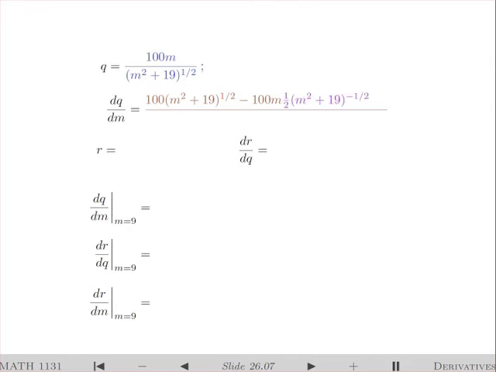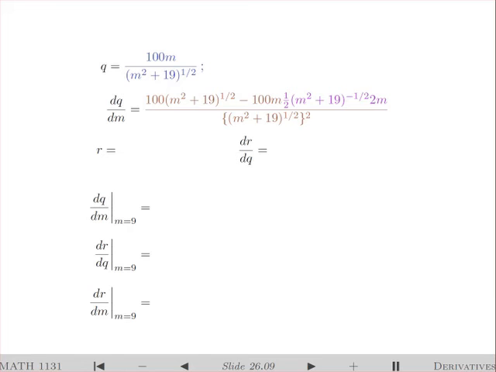First, I differentiate for the exponent 1 half, which gives me 1 half times (M squared plus 19) to the power negative 1 half, multiplied by the derivative of what's inside the parentheses, that's M squared plus 19's derivative, which is 2M, all divided by the square of the denominator of the function I'm differentiating. Let's leave it at this point. We will take care of it afterwards.